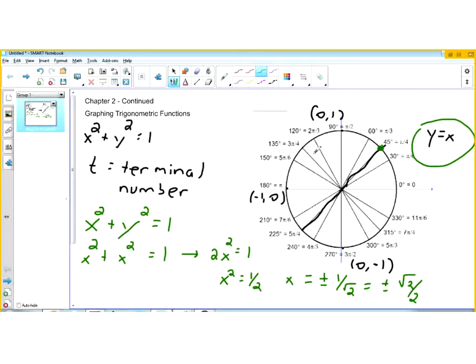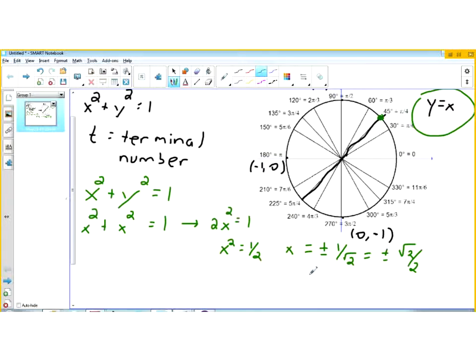the terminal point coordinates have to both be positive. So that means for t equals pi/4, the reference number, which we discussed last lecture, is t bar equals pi/4, and its terminal point, which I'll call TP, has coordinates with the square root of 2 over 2 for the abscissa, and since the ordinate is equal to the abscissa, the square root of 2 over 2.